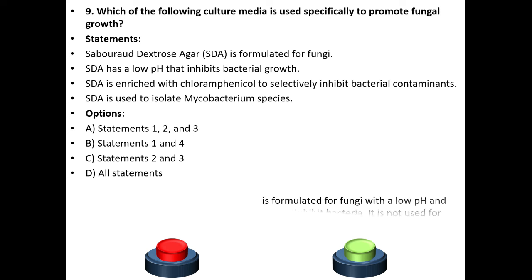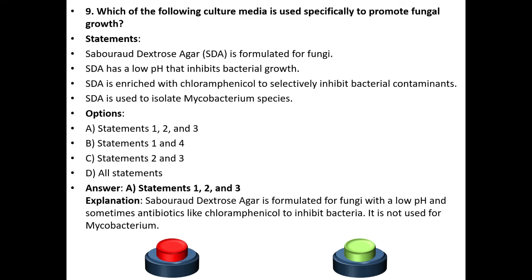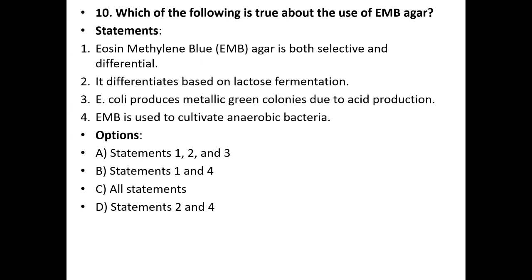Which is correct here? Your answer is A, statements 1, 2 and 3. Sabouraud dextrose agar is formulated for fungi with a low pH and sometimes antibiotics like chloramphenicol to inhibit bacteria. It is not used for Mycobacterium.